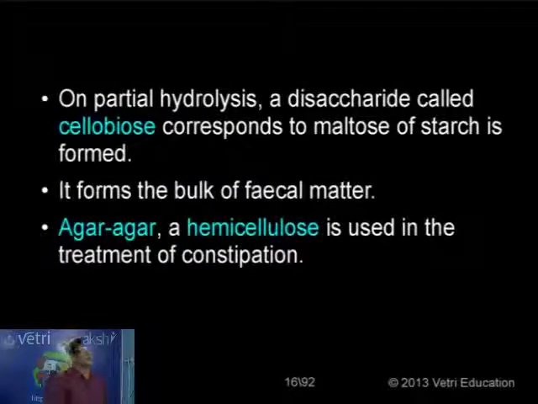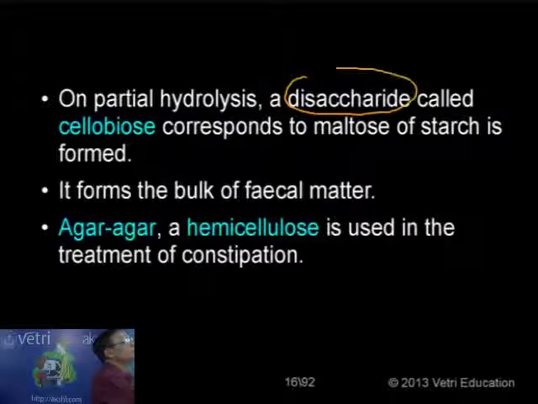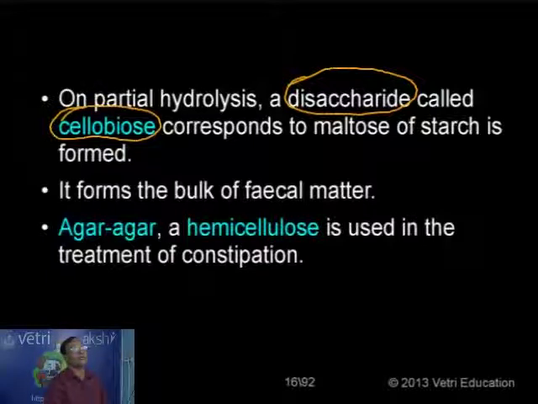Suppose you know that when protein is partially broken, we receive what are called peptones, then finally polypeptides, and ultimately we receive amino acids. In the same manner, while digesting cellulose, on partial hydrolysis a disaccharide made up of two glucose units is obtained, called cellobiose. So cellobiose is an example of a disaccharide which results from partial hydrolysis of cellulose.